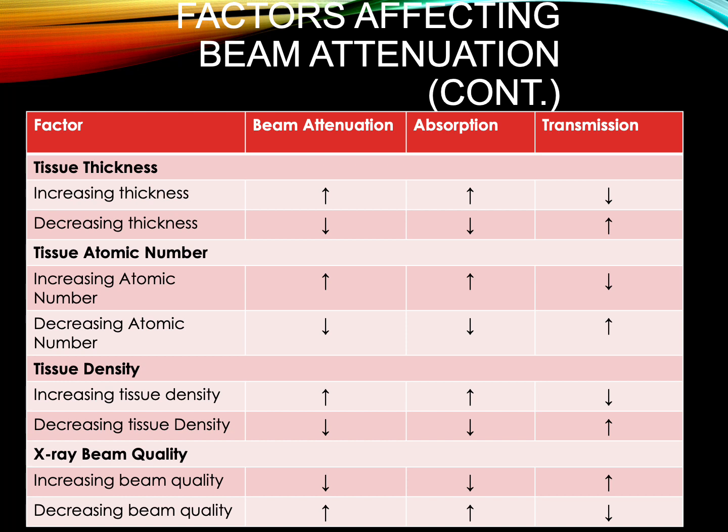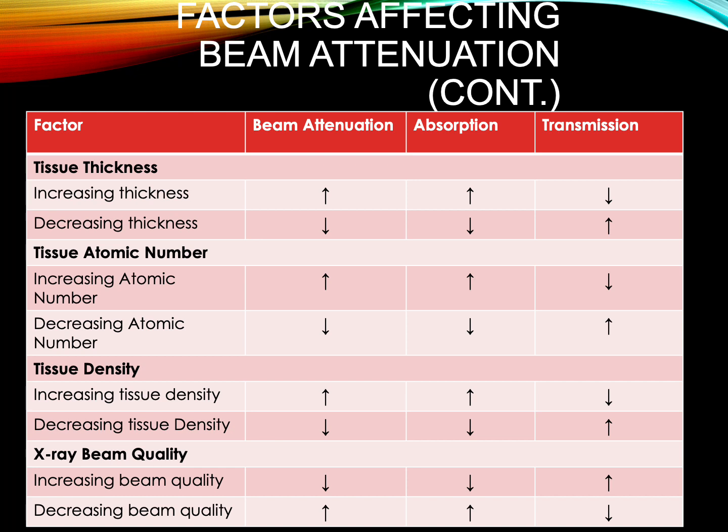If we're looking at the atomic number of the tissue, with an increasing atomic number, beam attenuation will increase, absorption will increase, transmission decreases. Decreasing atomic number will be the opposite. So we have a decrease in beam attenuation, decrease in absorption. So that means that more X-ray photons are going to interact with the image receptor. So you have an increased transmission.